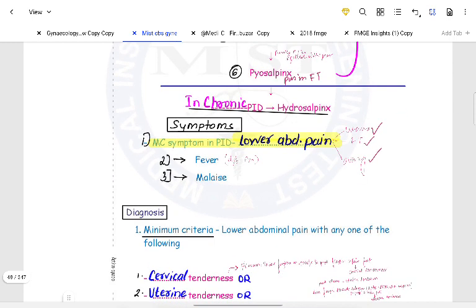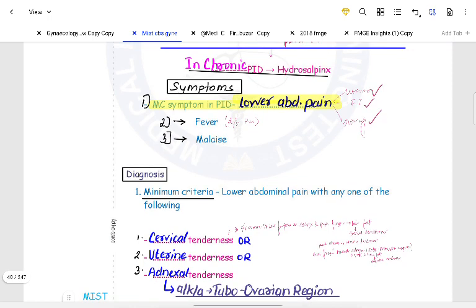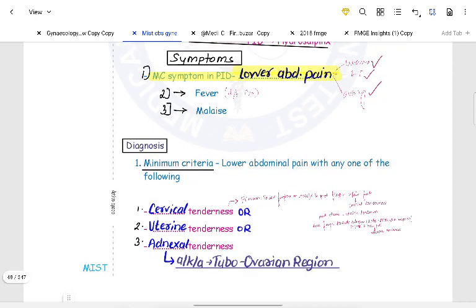And the diagnosis: the minimum criterion is that lower abdominal pain is necessary, but there should be one of the following. There should be cervical tenderness, uterine tenderness, or adnexal tenderness. The adnexa is the tubo-ovarian region, so there should be tenderness in the tubo-ovarian region.